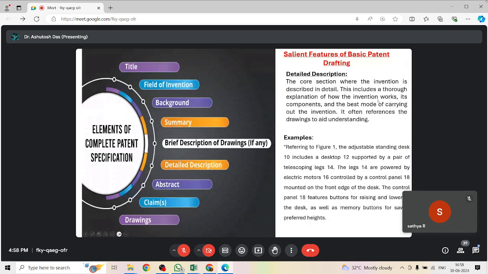It includes thorough explanation of how the invention works, its components, what study you did, how you found out, why you applied. Everything comes. Best mode: what are different modes? Why is this the best mode? A different combination. What is the better combination? Everything in the reports finds systematically. It often references a drawing to aid understanding. You can show drawing to explain that. Inside also give drawing. Refer to the same drawings and explain. Not inside give drawing. Refer to drawing inside.